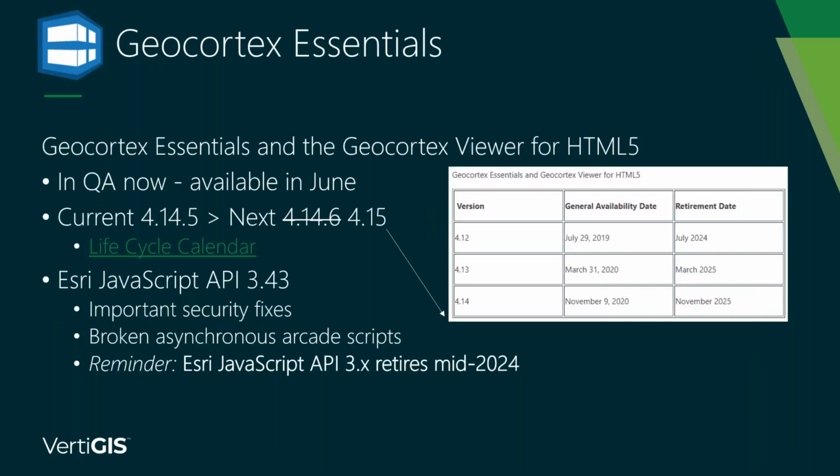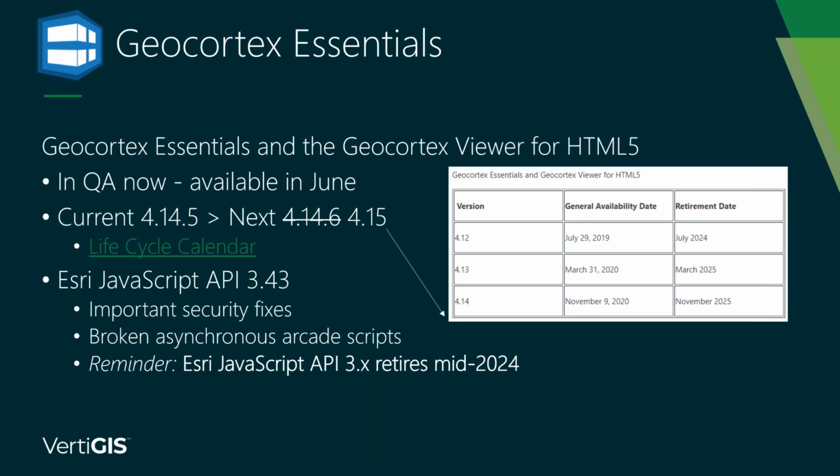The very first thing I actually want to talk about is GeoCortex Essentials. So I know many of you are still using GeoCortex Essentials and GeoCortex Viewer for HTML5. You've been asking about the upcoming maintenance release. It is in QA now. It will be available in June. And just a couple of things I wanted to call out.